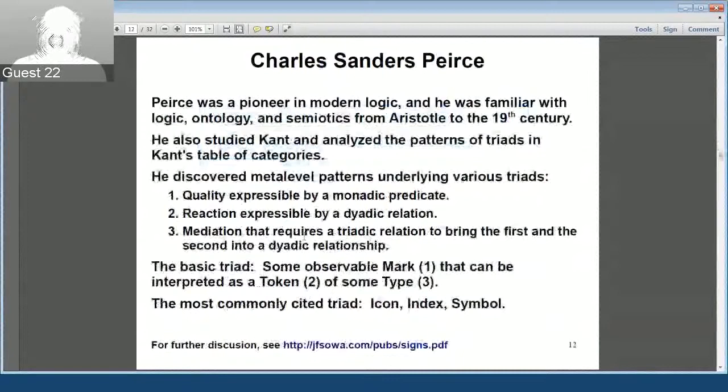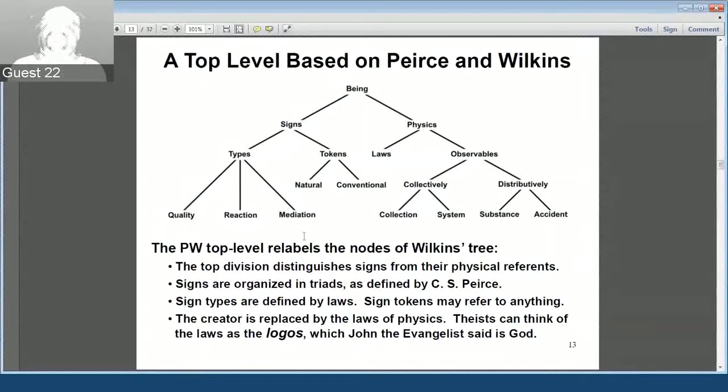Peirce discovered the meta-level patterns underlying the various kinds of triads. Firstness is quality, secondness is reaction, thirdness is mediation, and they can be represented by monadic, dyadic, or triadic relations. And this is something that I believe is really critical, bringing together Peirce's semiotics with the ontology of everything that exists. And so what I have done is to take Wilkins' top level and relabel it using Peirce's system.